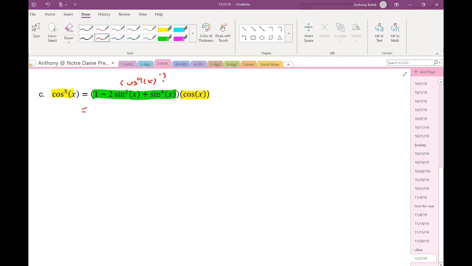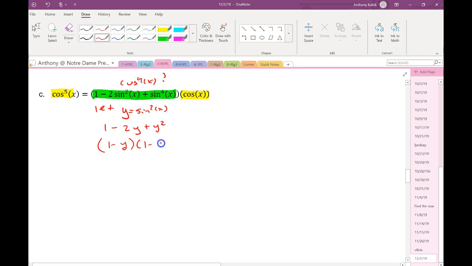Here's the tricky part now. The piece in green looks like a quadratic. You're not convinced? If we say let y equal sine squared x, I'd have 1 minus 2y plus y squared, right? Now it's definitely a quadratic. How would it factor? 1 minus y times 1 minus y. You guys agree with that? So I could rewrite this as 1 minus sine squared x, squared, times cosine x.